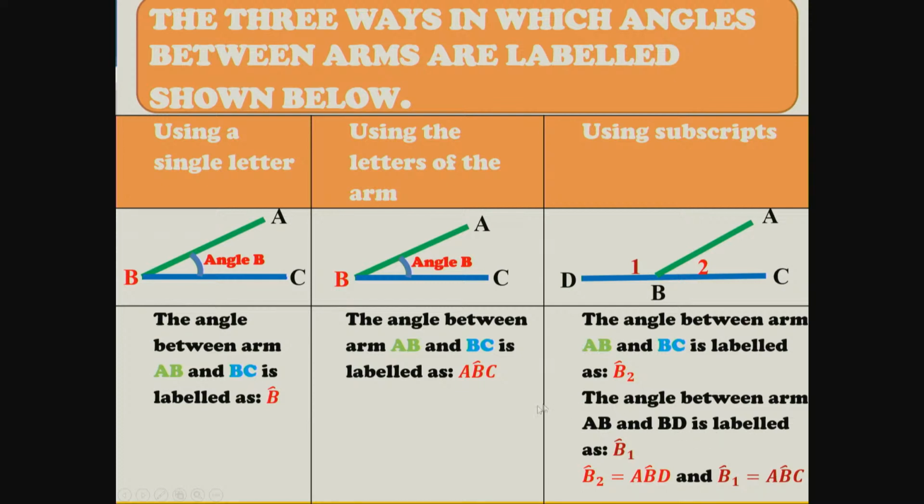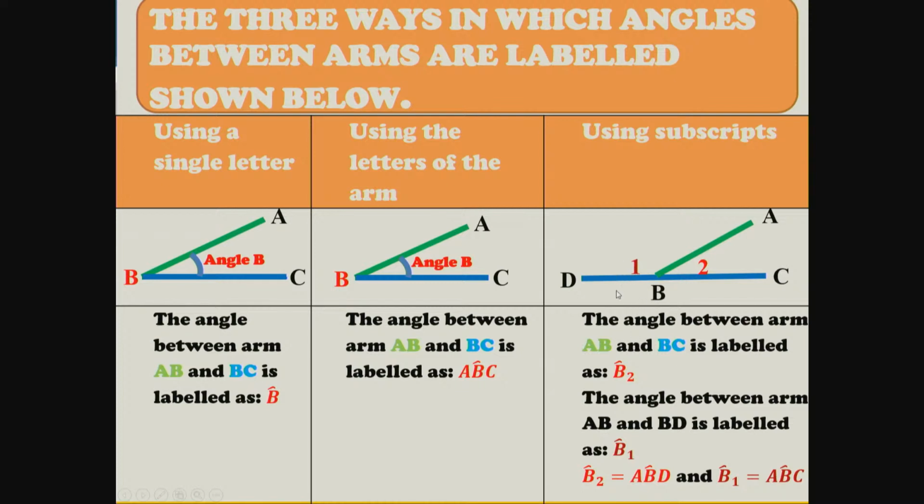Right. And then the other way of labeling the angle is by using subscripts. We use the subscript where, at the point where the angle is formed, we have more than one angle. So to be specific about which angle we are talking about, we can also use the subscript. But again, we can also use the two methods that I have talked about to label that particular angle if we don't want to use the subscript.